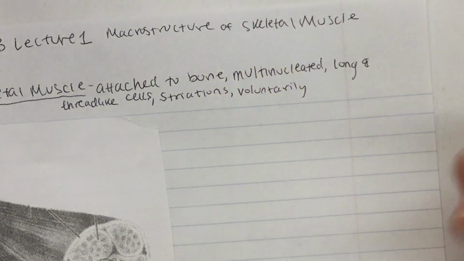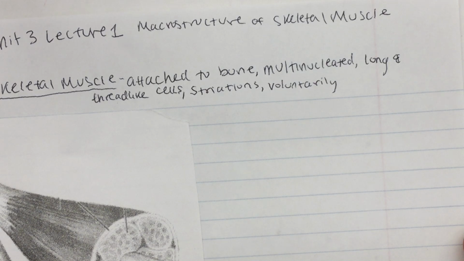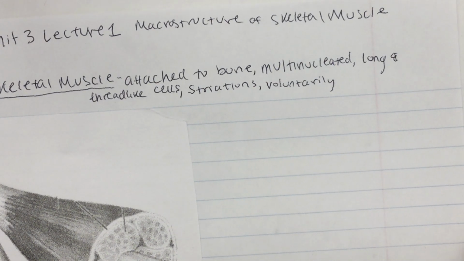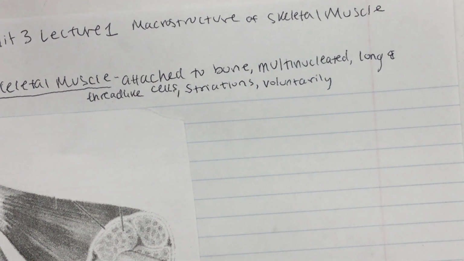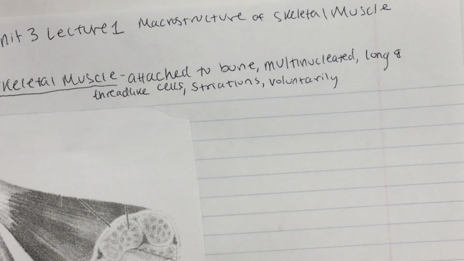So I'll read that one more time. They're attached to bone, they're multinucleated, they're long and thread-like, they have striations, and they move voluntarily. All right, so now we're going to go in and look. We're going to start with number 1, which is right here.